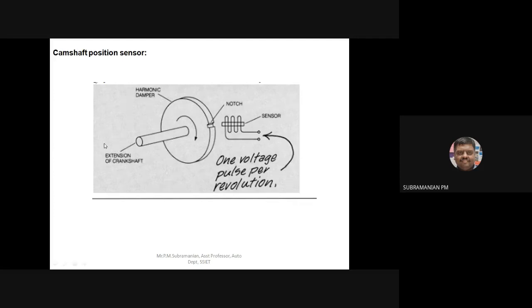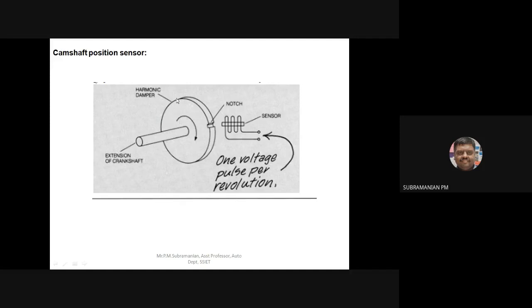Now the same thing we are going to do for the camshaft. Last class we discussed the crankshaft, now we are discussing the camshaft. Here, instead of a protruding tab, the tab is not extending beyond the circumference. We are having a notch. Now the explanation will be different.